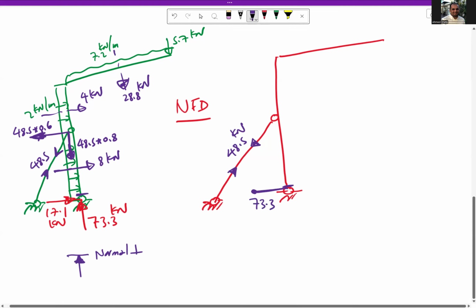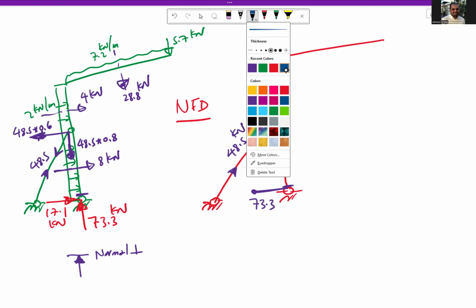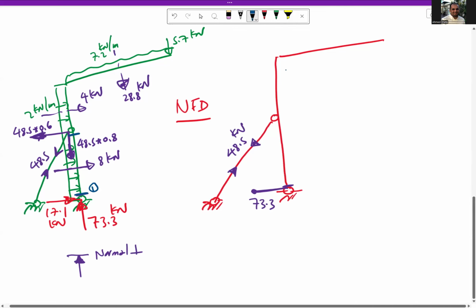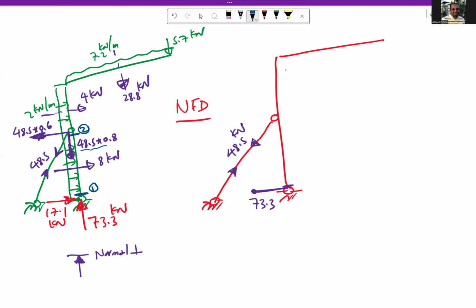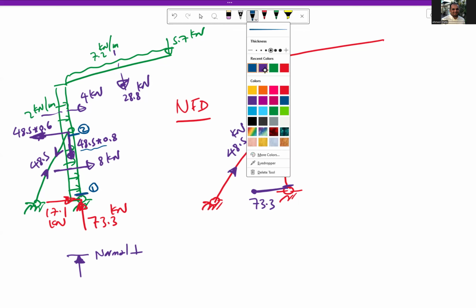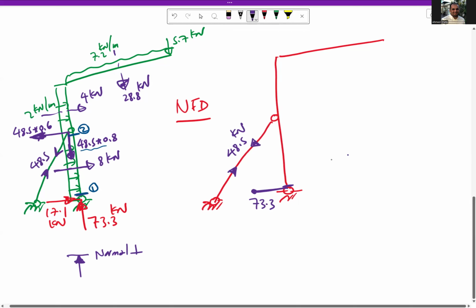Then the next section, or the next cut, is here. So this is cut number 1, cut number 2. So at cut number 2, what we have applied is 48.5 times 0.8. So we have 73.3 minus 48.5 times 0.8, which gives us, so we will stay constant and then reduce 48.5 times 0.8, so we reach 44.5.